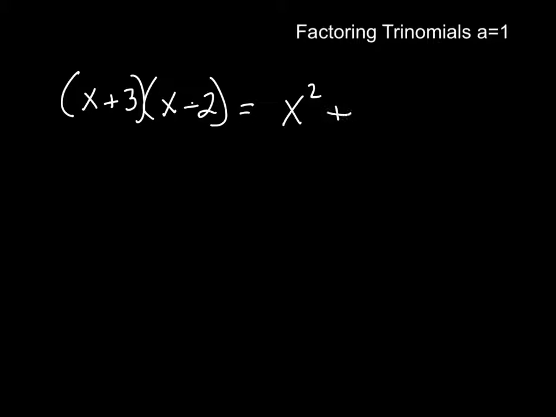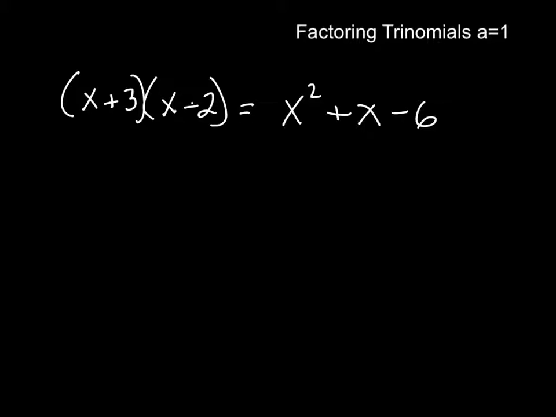Now, factoring trinomials, and we're going to have a limitation here, or a condition, that our a must be equal to 1. So what we have done in the past, we have taken two binomials and multiplied them together, and we have in turn come up with a trinomial. Whether you use the distributive property, FOIL, or double distribute, this is going to equal x squared plus x minus 6.